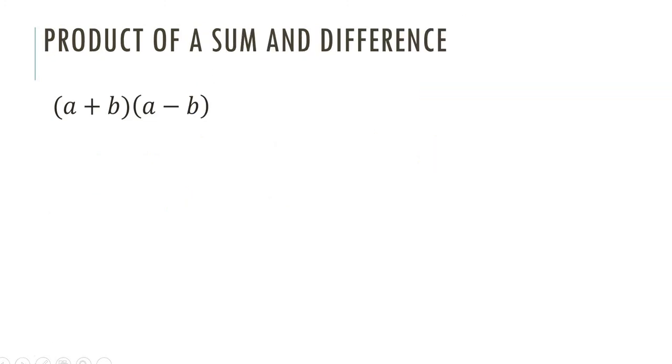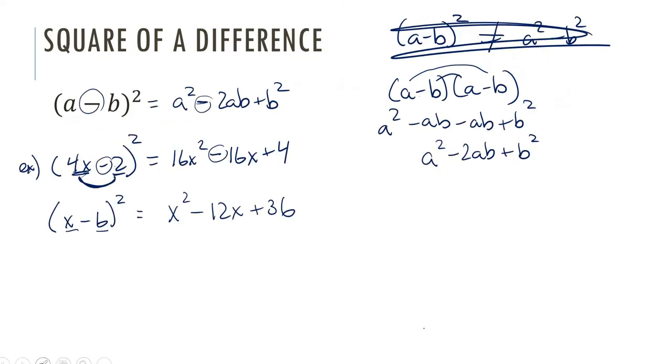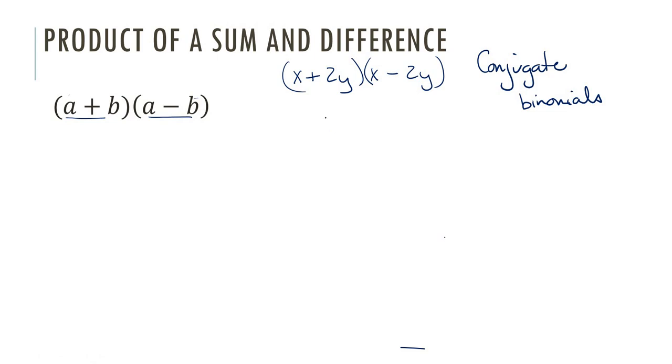This is the product of a sum and a difference. This is a very special kind of binomial. When you have anything that's identical, a and b, x and y, and one is plus and one is minus, these are called conjugate binomials. They're a special pair of binomials that have the same first and last terms but different signs. When I multiply conjugate binomials together, let's see what happens.